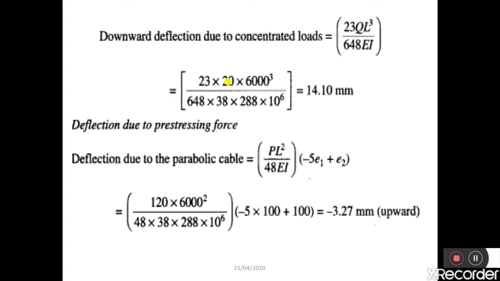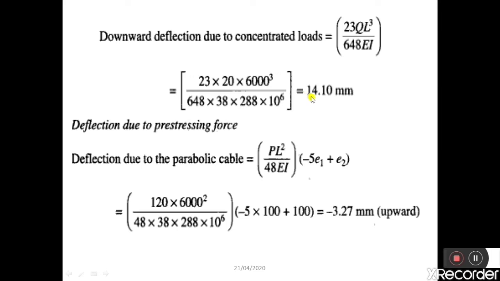So the intensity of point load is 20 kilonewton. L is 6 meters, in millimeters it is 6000 millimeters. 648 into 38 into 288 into 10 to the power of 6. So EI is the rigidity modulus, where E is Young's modulus of concrete, and I is moment of inertia of a member. Therefore, the deflection due to live load is equal to 14.10 mm.